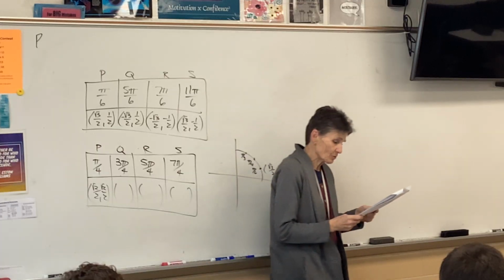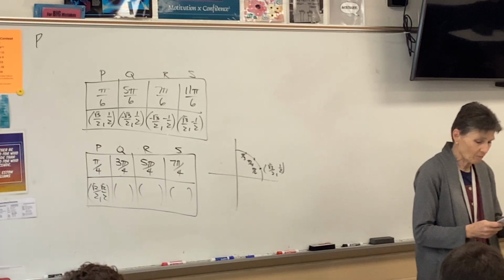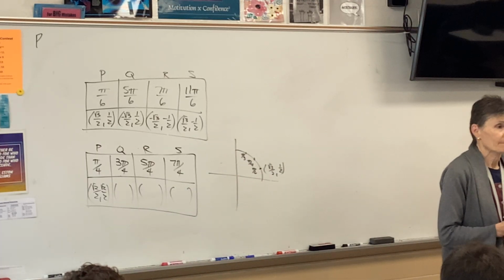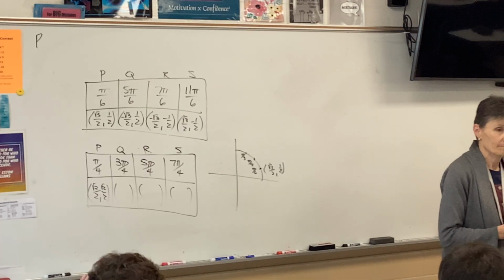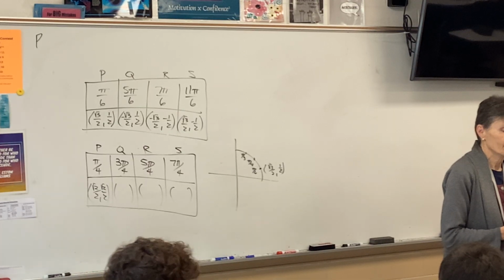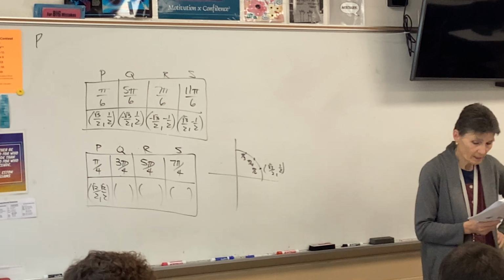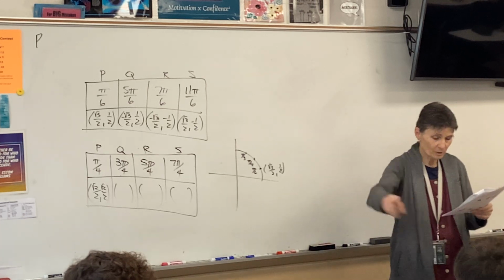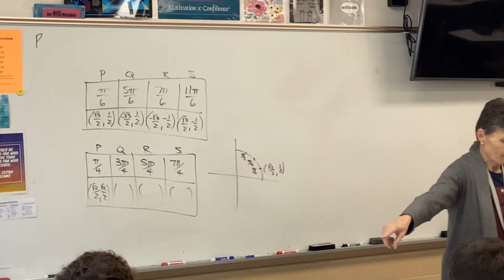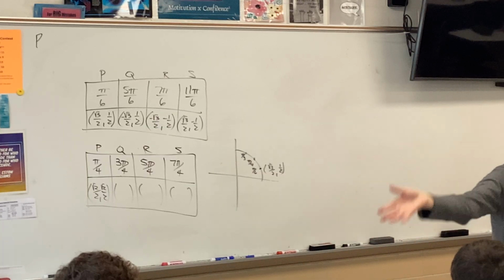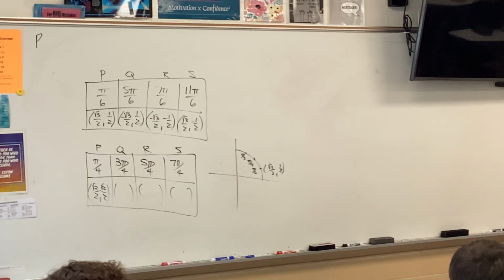Let's get some answers. Here we go. What'd you get for C? Okay, say it loud so they can hear. Root 3 over 2 is C. That's what I got. Is that what you got? All right. Chloe, what'd you get for D?